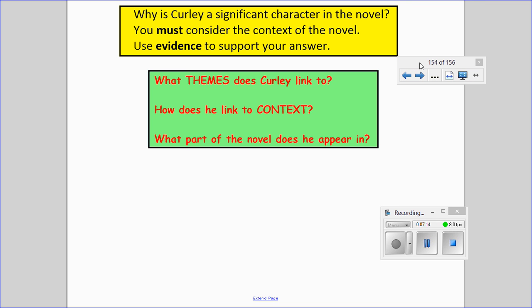As another example of a question, why is Curly a significant character? And just as an example of what you need to think about, what themes does Curly link to? How does he link into context? What part of the novel does he appear in? You should all have example questions in the pack that I gave you, and it's a good idea to be planning how you would answer different questions. Spend 10 minutes just thinking of your ideas, put them into some kind of essay plan and working through it like that.